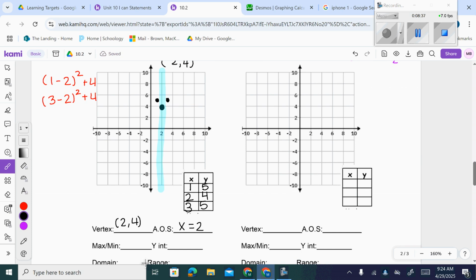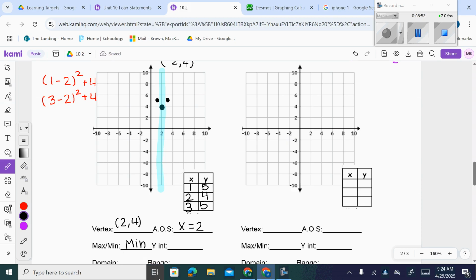All right, now I have to decide, is my vertex a max or is my vertex a min? Is it the lowest point on the parabola or the highest? Min. It's the lowest point. Good.